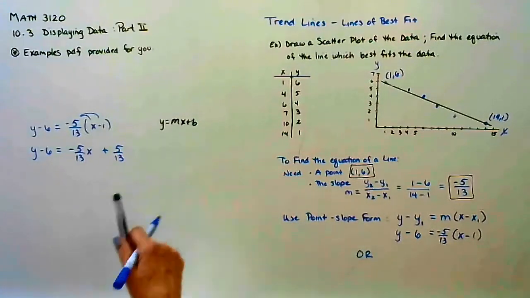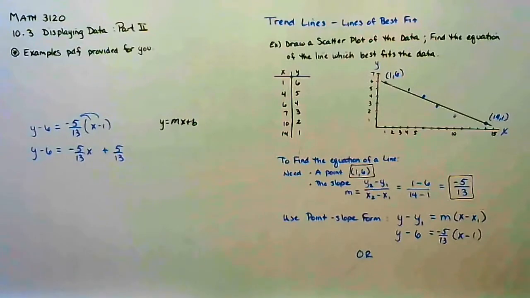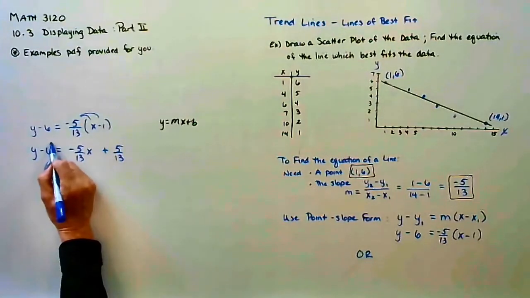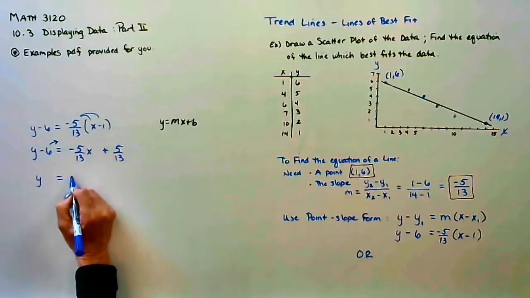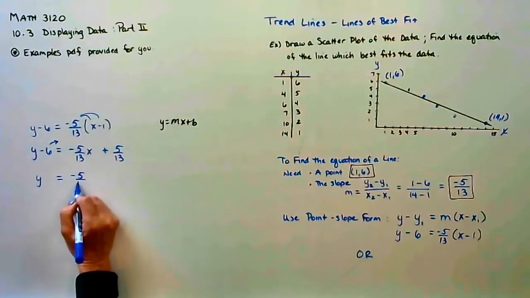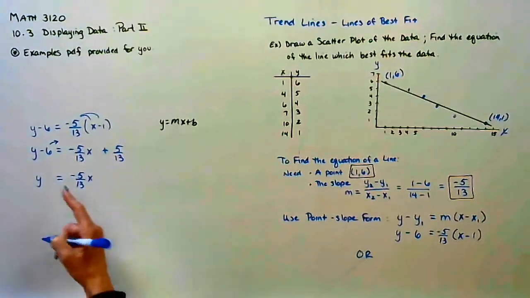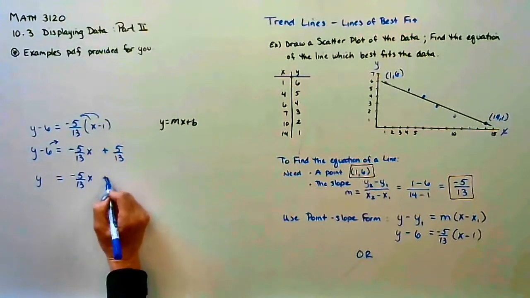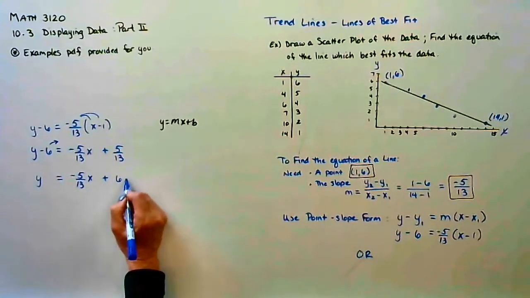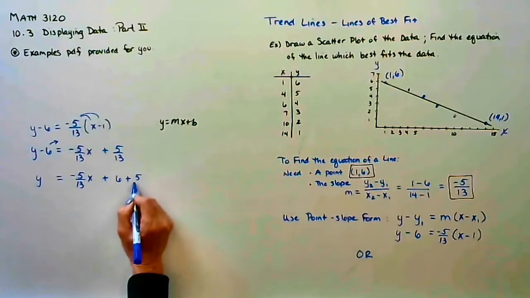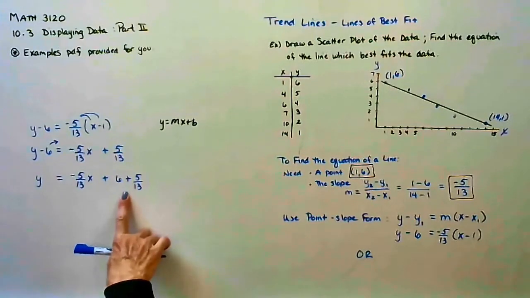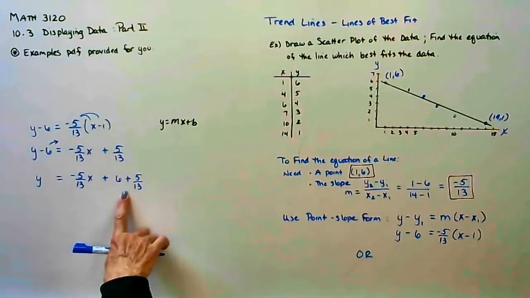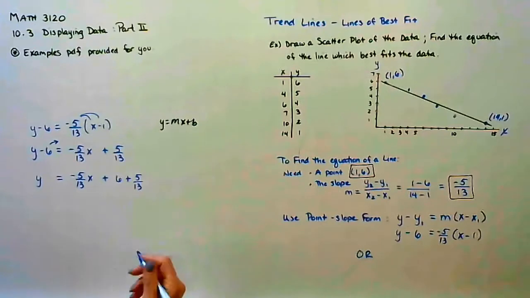Now remember, you're telling me you want y equals mx plus b. That's what you want. It doesn't matter to me. I'm finished over here. I have my line. I'm done. But in case you wanted to keep going, combine like terms. So I'm going to bring the 6 to the right. So I now have mx. I'm going to bring the 6 over here. So I now have 6 added to the 5/13.